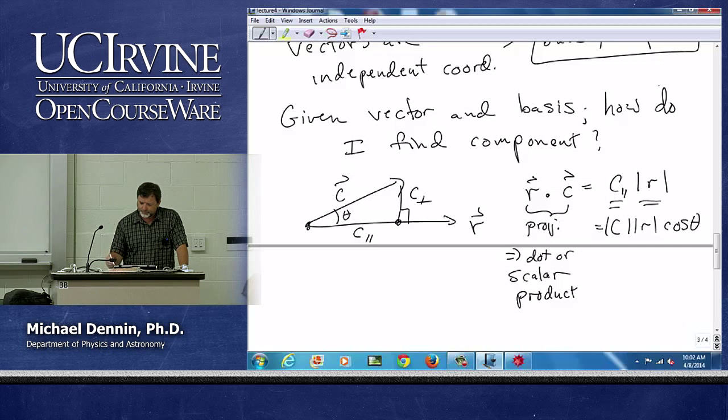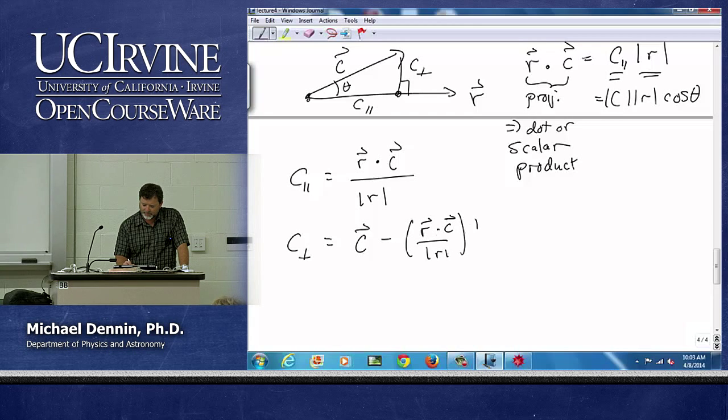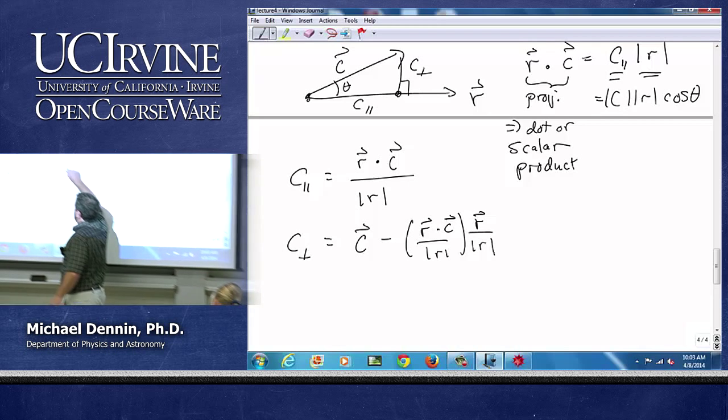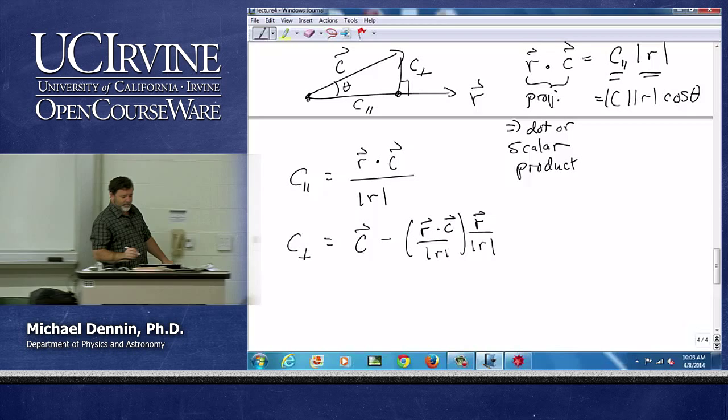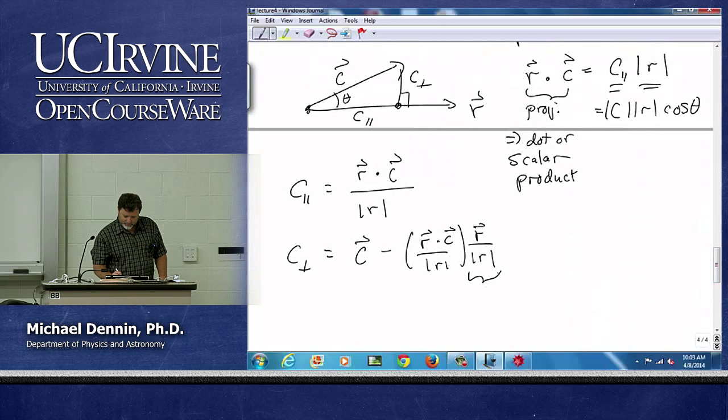Now, to go even farther, we can now write things like C parallel is R dot C, something we've defined, a projection operation, divided by R. And C perpendicular is basically a vector itself, so we can take C and subtract off the magnitude of C in the direction of R. Right? So R vector over the magnitude of R is a new thing we'll call R hat, which is a unit vector. So that gives us a direction, because this thing has a magnitude.